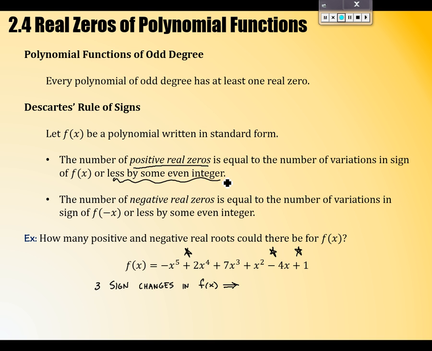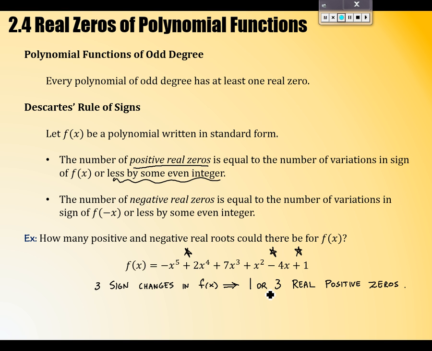All right, so what that means is the number of zeros on the positive x-axis, the number of times this might touch the x-axis, is 3. So this means that this has 3 real positive zeros. Or less by some even amount, like 1. So we're going to say this has 1 or 3 real positive zeros. If there were 5 sign changes, then we would say 5, or possibly 3, or possibly 1.